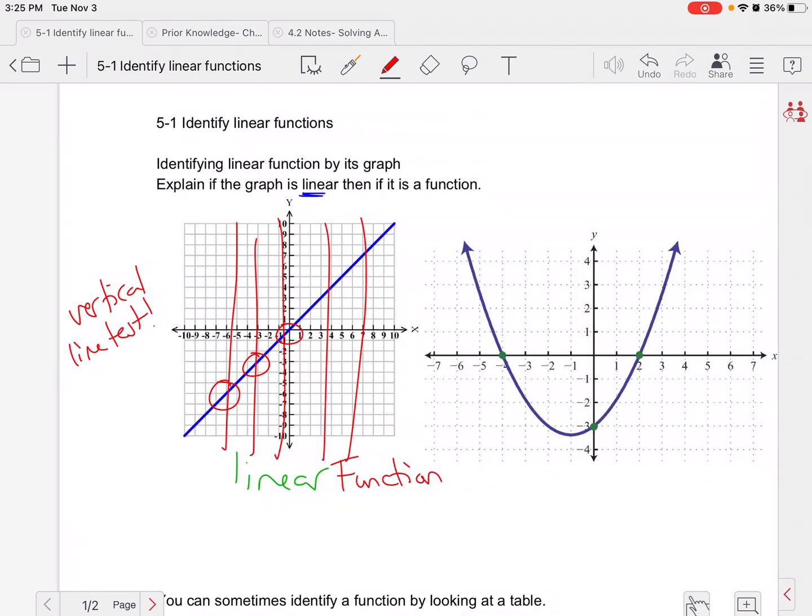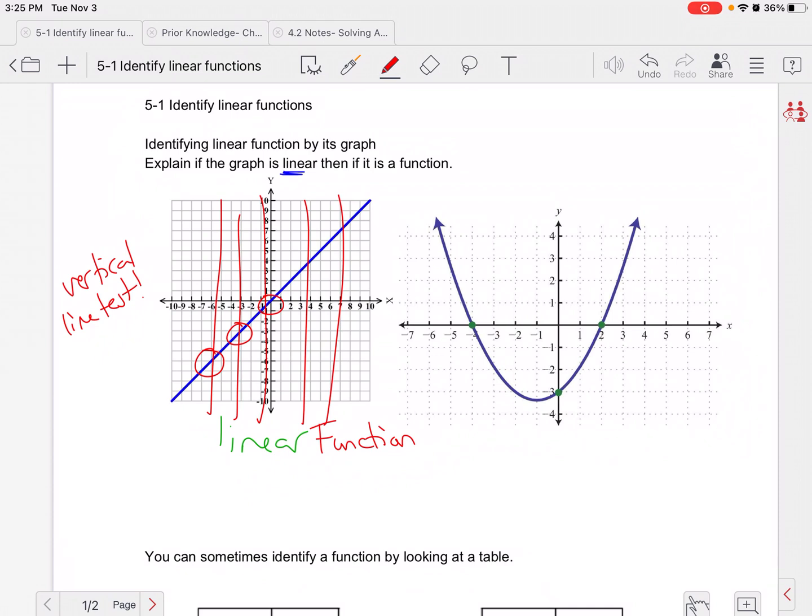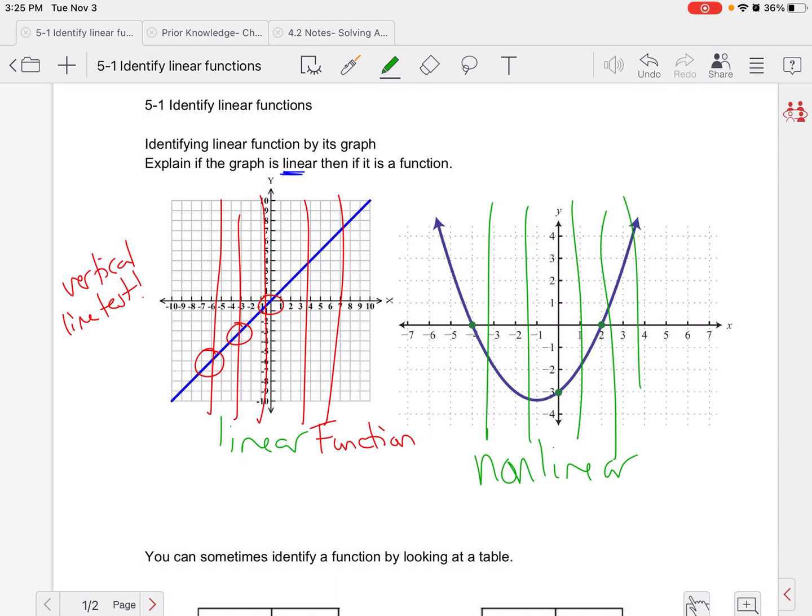If we look at this next one, we first want to decide, is it linear? It's a curve, so this is what we call non-linear. It does in fact pass the vertical line test, because if I draw a line at any point, I'm only hitting the graph once. So this is what we call a non-linear function.